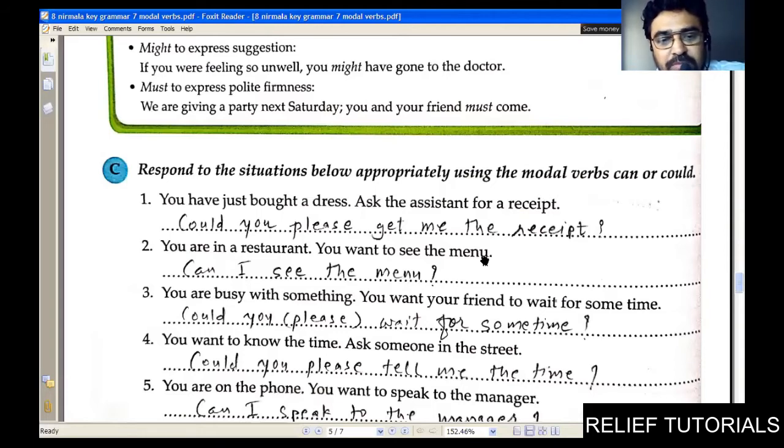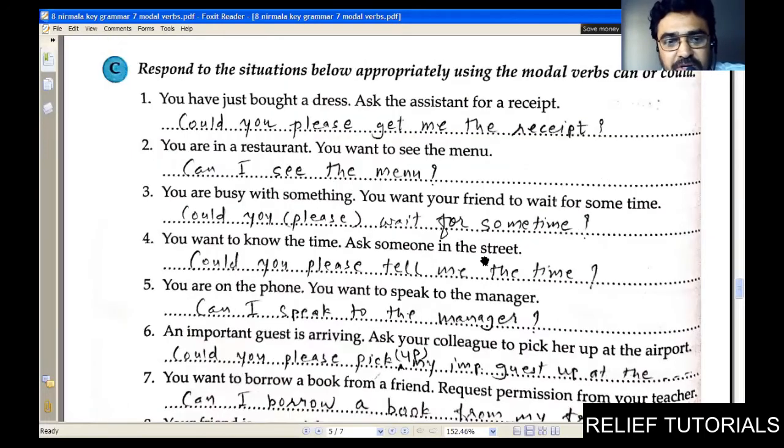You are busy with something, you want your friend to wait for some time. So, could you please wait for some time? It's a very polite request. You want to know the time, ask someone in the street. Again, go for a polite request. Could you please tell me the time? You are on the phone. You want to speak to the manager. Can I speak to the manager?